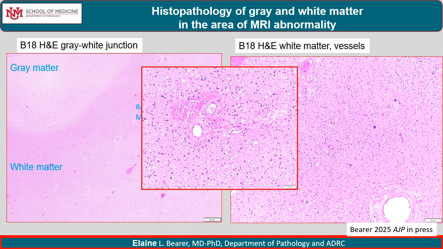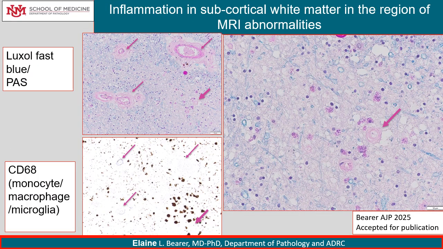We also see areas of microhemorrhage. This case was positive for vascular disease and not for Alzheimer's disease. Using a different stain, Luxol Fast Blue with PAS, we could see inflammation and myelin loss in the subcortical white matter in the region of MRI abnormalities. CD68 staining indicates inflammation with macrophages, monocytes, and microglia invading this region.